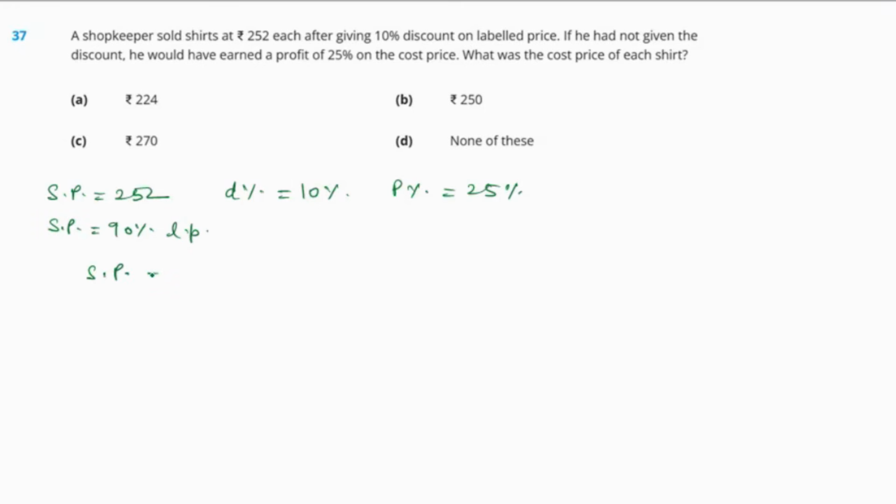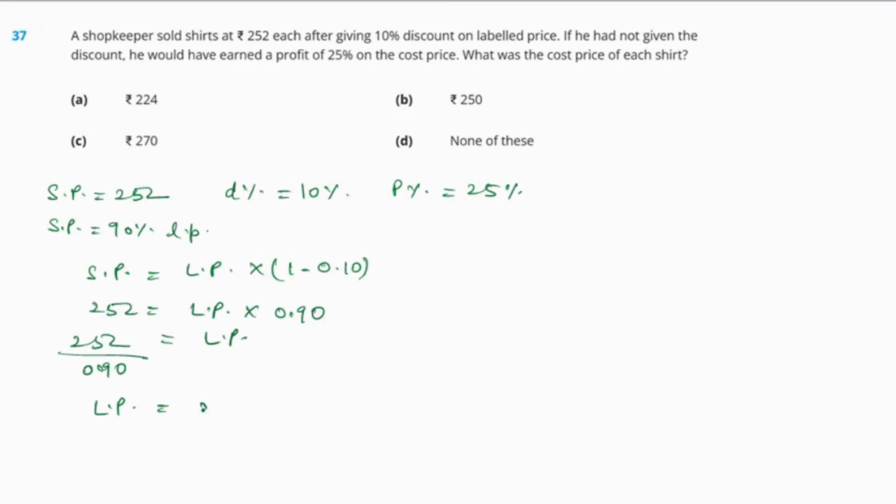So selling price is equal to the label price times, we can do simply 1 minus 0.10. Why? Because it is 90% of that. So the selling price is 252 only. So that is 0.90 times the label price. So if we are going to figure out the label price, that needs to be what? 252 divided by 0.90. And if we figure it out, the label price we are going to get is 280. So 280 is going to be our label price.